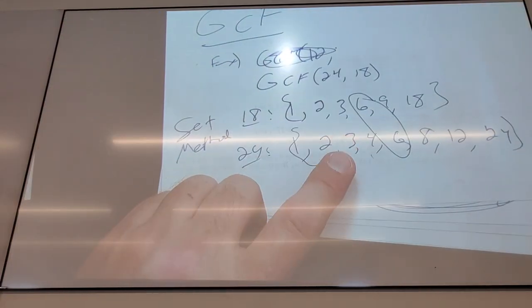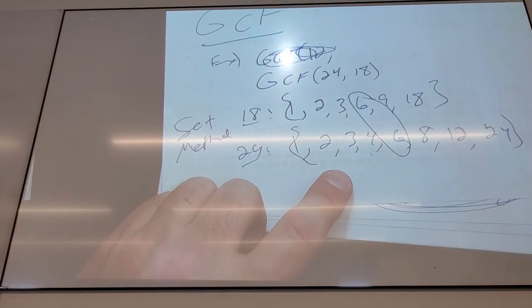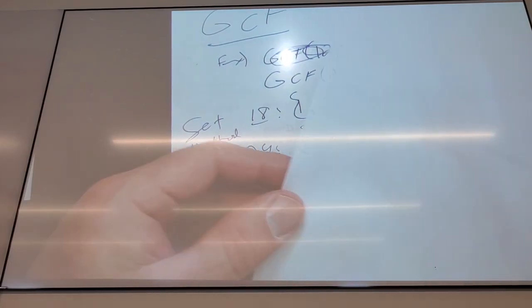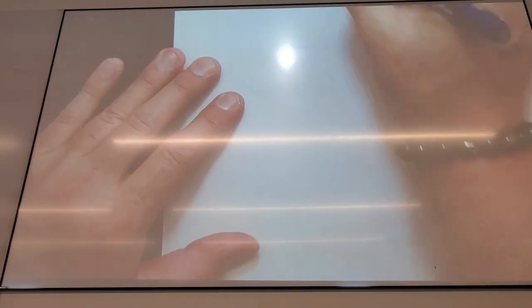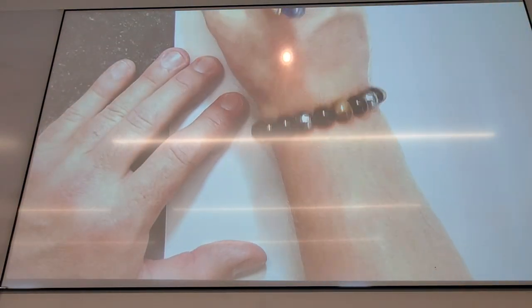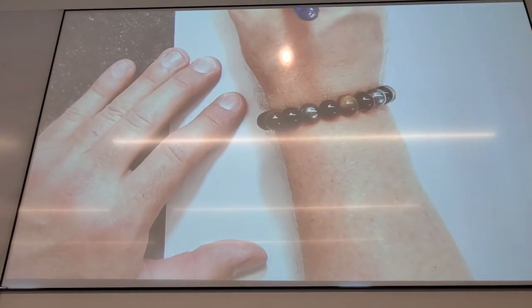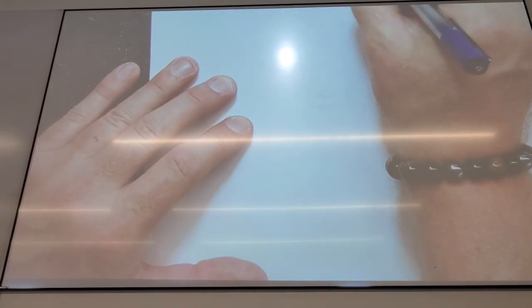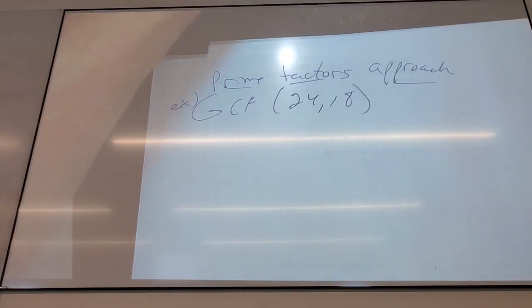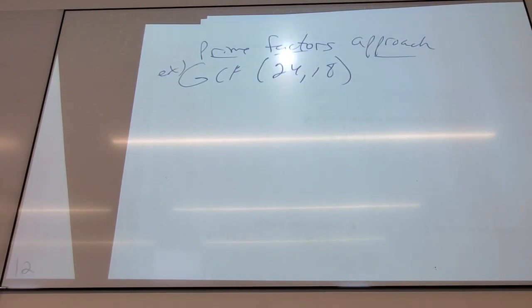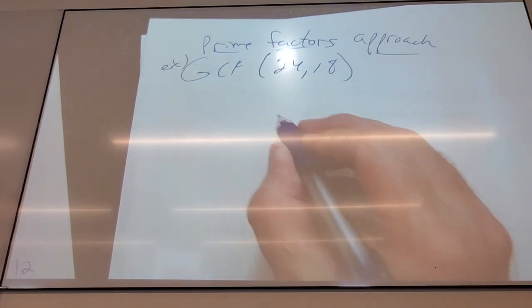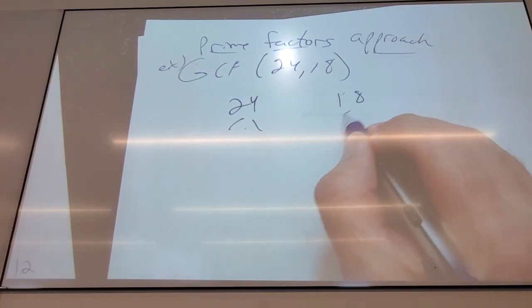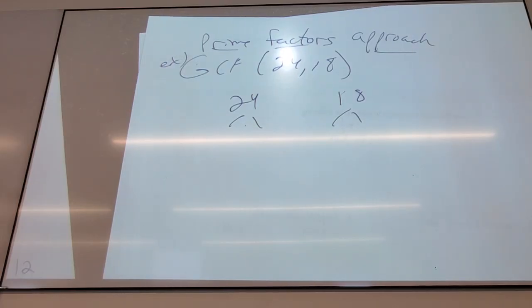Now, do we want to do this all the time? No. Screw that. So there's got to be some better ways. So what about if I use prime factors? So if I take 24 and 18, go ahead and break those down real quick. Take them down to the prime factors.